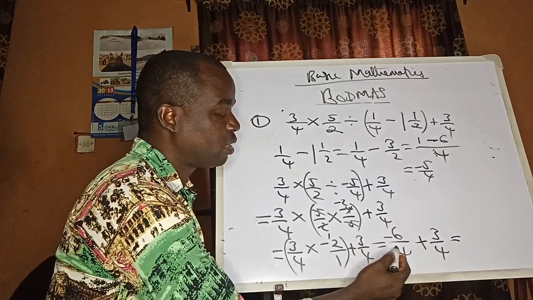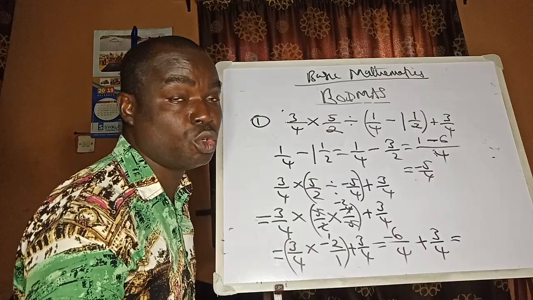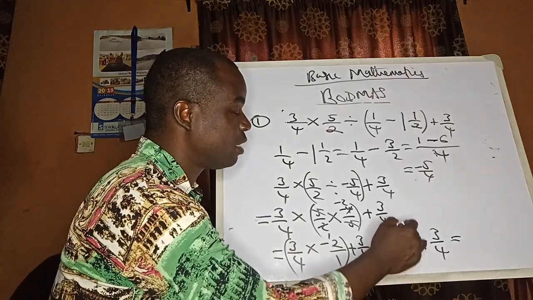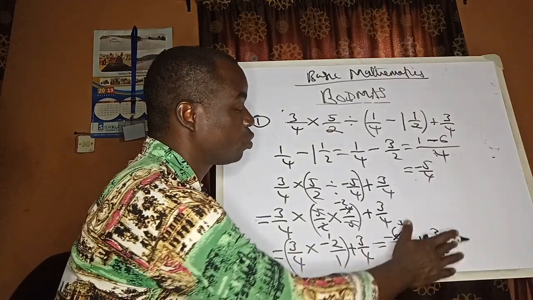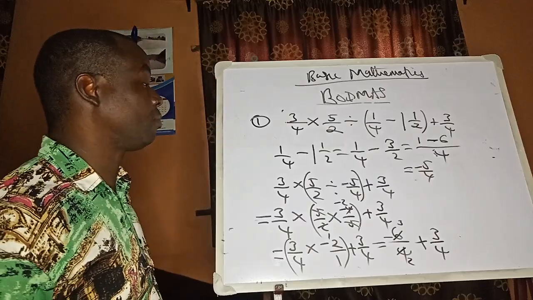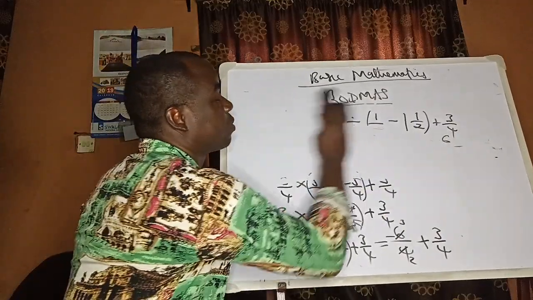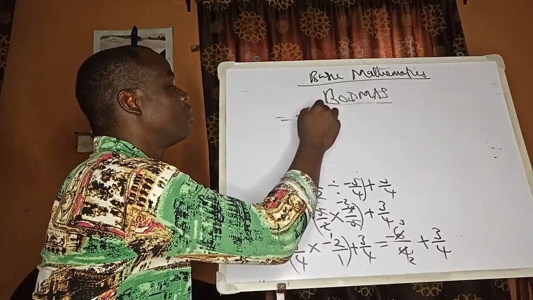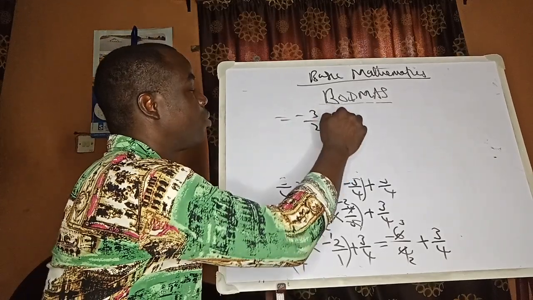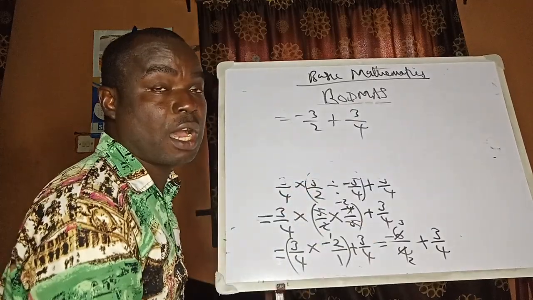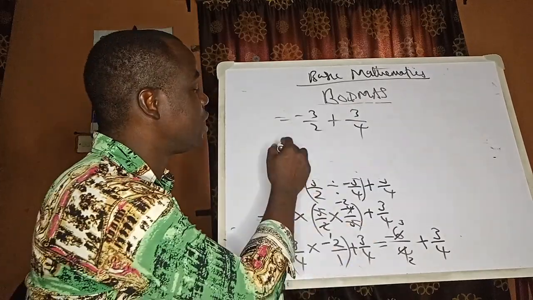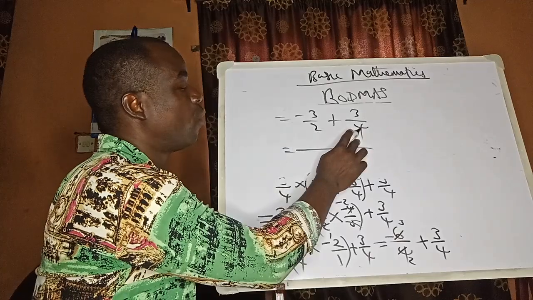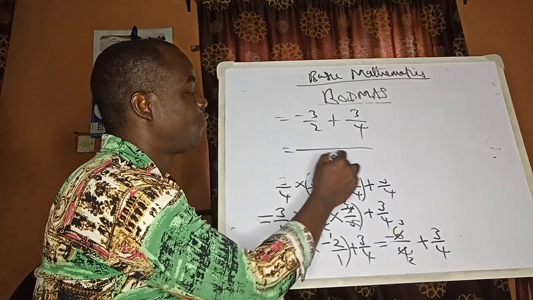You can reduce it to lowest terms. Now, anytime you have a fraction, make sure you reduce it to lowest terms. 2 into 6 is 3. 2 into 4 is 2. So let me bring the answer up now. So we have equal to minus 3 over 2 plus 3 over 4. Are you following now? So the LCM of 2 and 4 is 4.